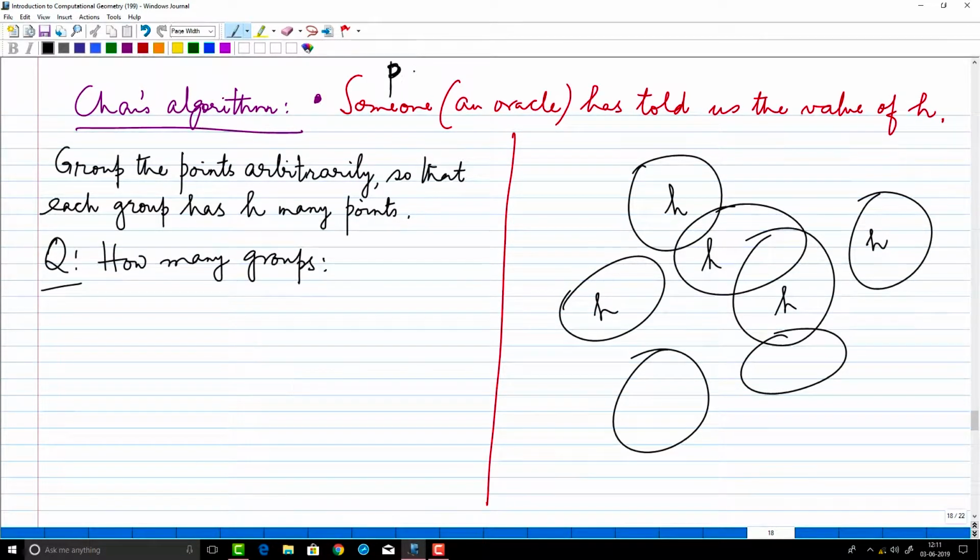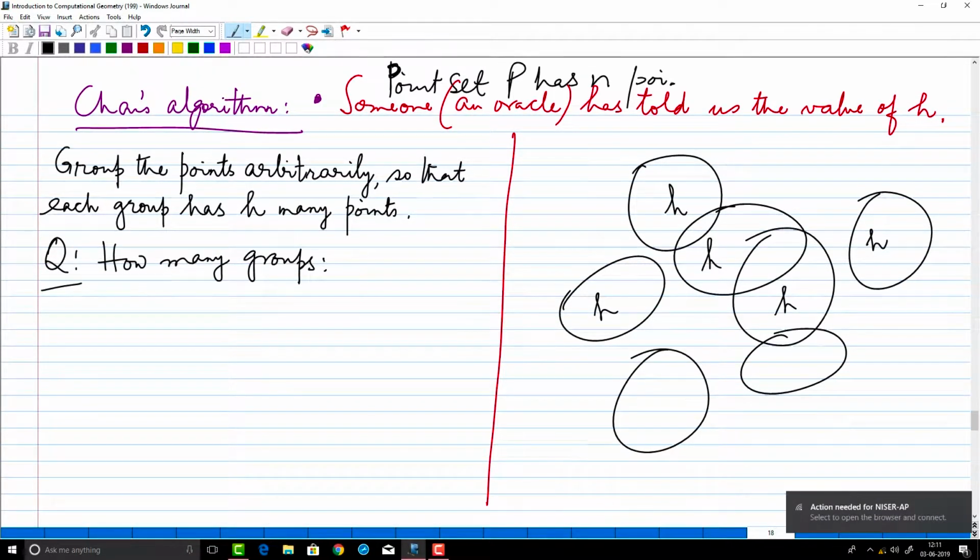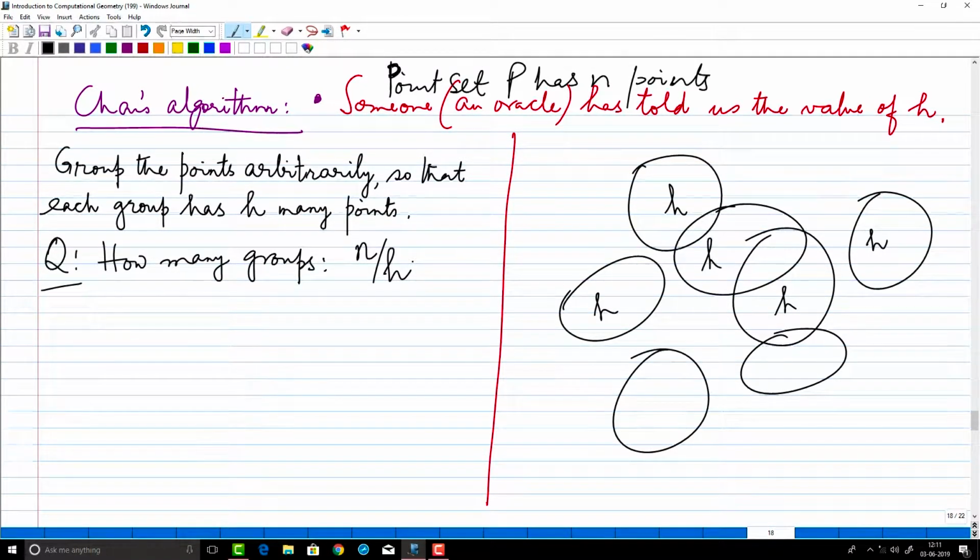So, the point set P has n points. Okay. So, I have n points. So, the number of groups is n by h. Assume that this is an integer. Otherwise, we will have some group with fewer than h points. In the intersection there may be some points, yes, but that will not be counted.